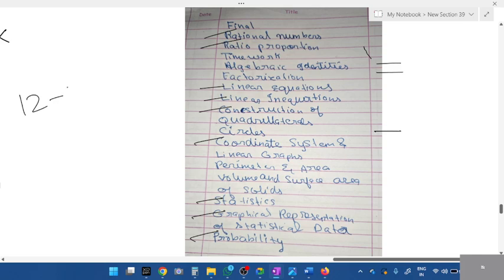From 12 to 1:30 or 2 o'clock I'll conduct. In this 12 to 2, I'll teach you all algebraic identity, circle, factorization. Only the main concept. Whoever knows this doesn't need to attend. Whoever doesn't know can attend. Algebraic identities, then factorization and circles.